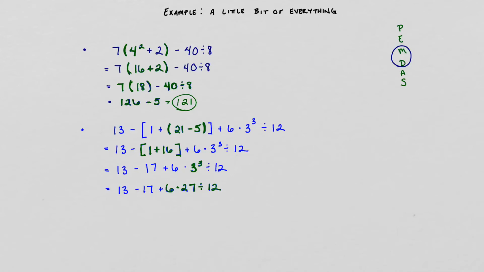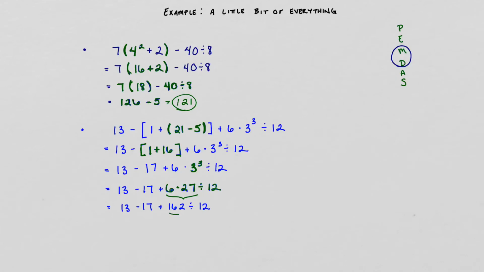Because multiplication and division are grouped together, you can either take care of the multiplication first or the division first. A rule that teachers maybe have taught you is to go from left to right. I'm going to go ahead and do that. So what I'm referring to here is I'm going to take care of the 6 times 27 first. This will give me 13 minus 17 plus 162 divided by 12.